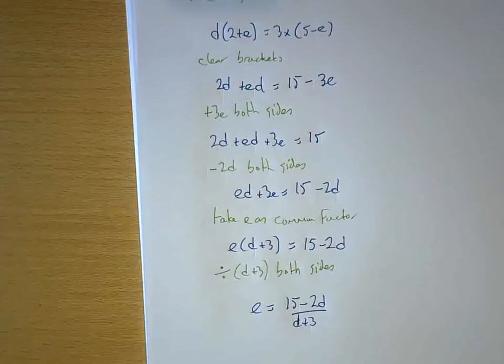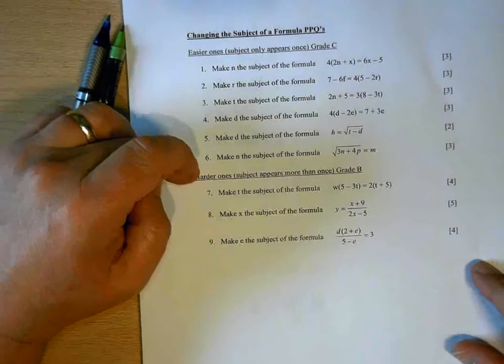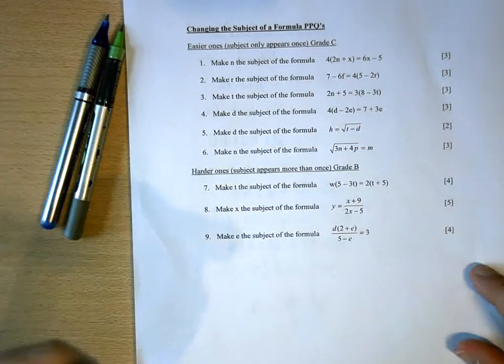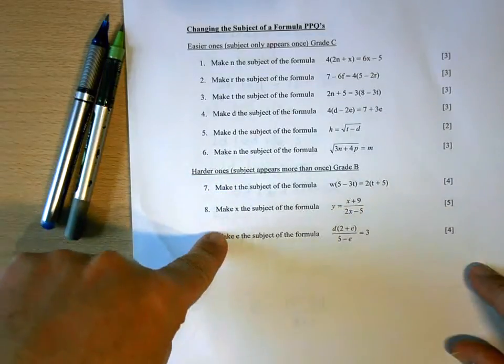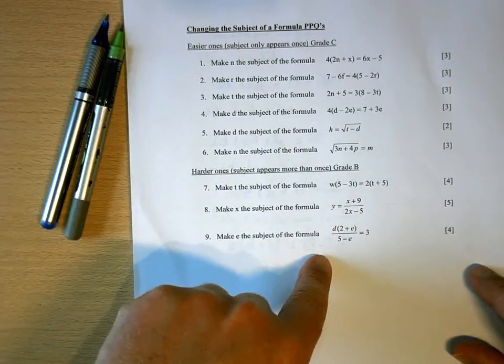So there's a fairly big jump in difficulty between the first ones here, where the unknown or the letter appears only once, and the second ones here, which will be at the far end of the paper, where you've got to do some common factor work in order to get the D on its own.